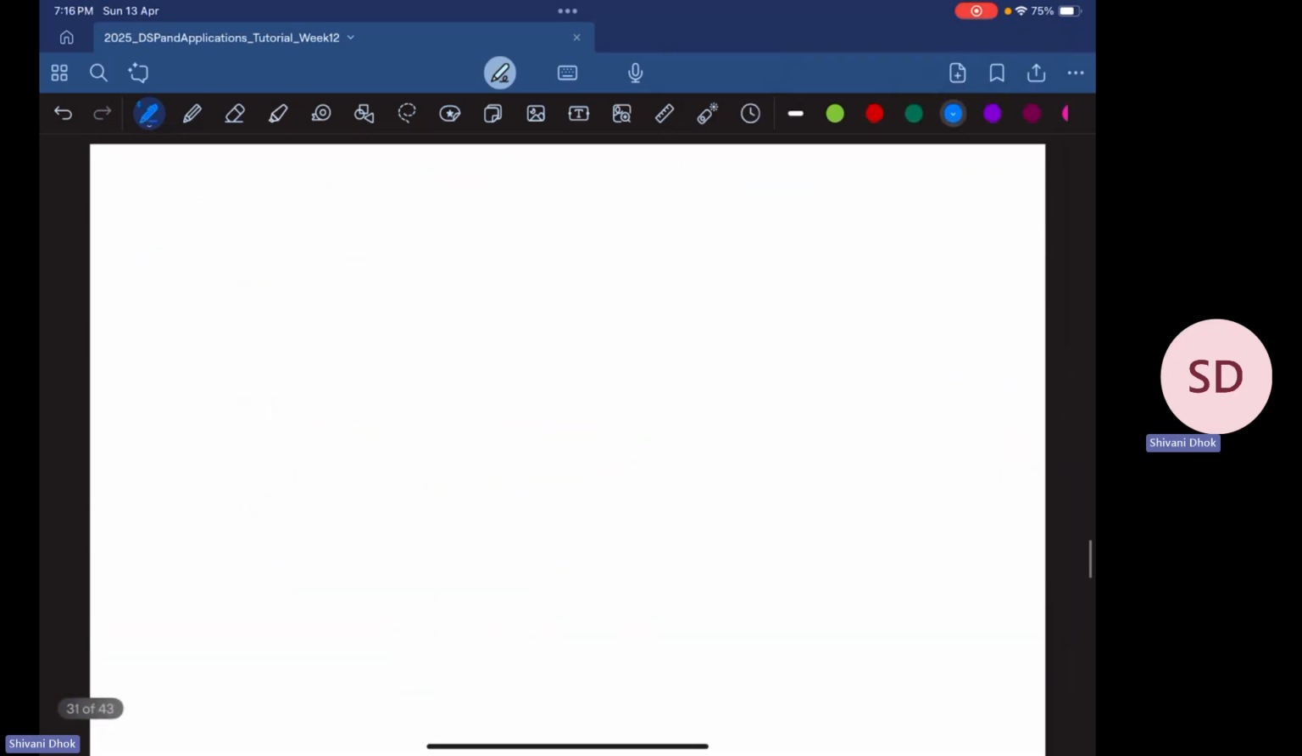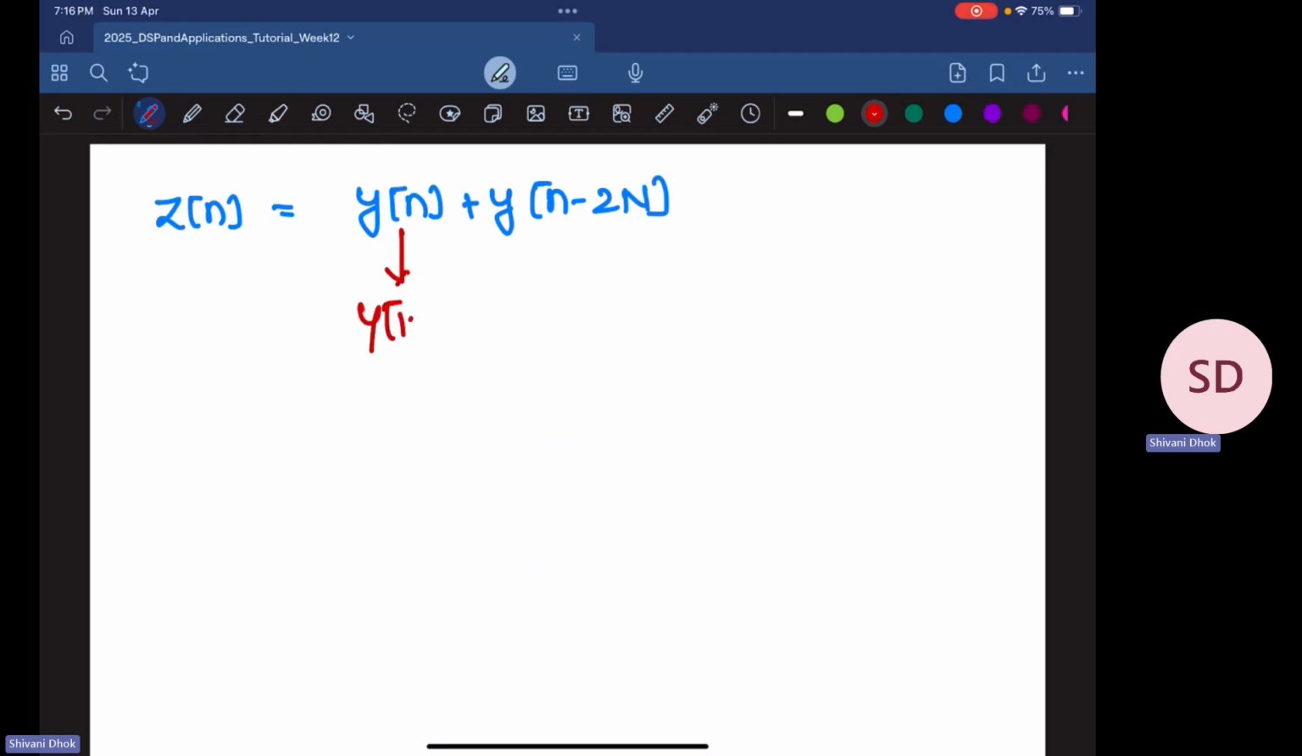Okay, so now what I can write? I can write z of n is equal to y of n plus y of n minus 2N. Now we know that DFT of y of n is y of k. What is DFT of this? Let us try to figure out.